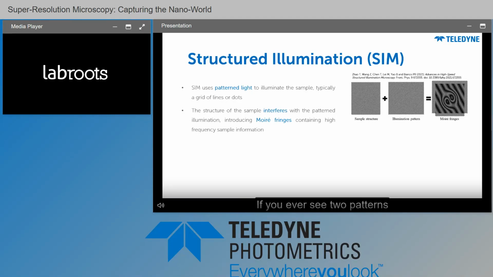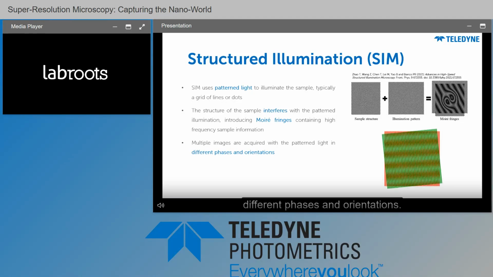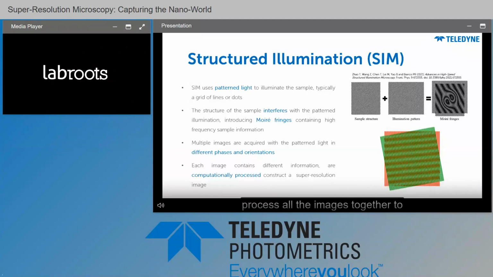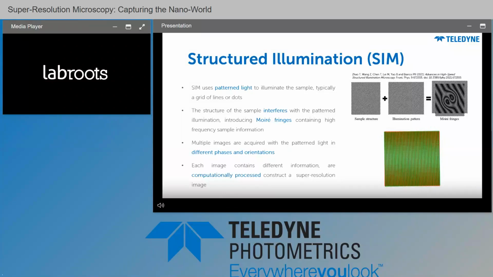If you ever see two patterns like this crossing over each other, you often see this strange effect, known as moire fringes. Multiple images are acquired with the patterned light in different phases and orientations. So if you move the light pattern around in certain orientations, it changes the frequency of the interference pattern. And by imaging many of these, you can build up more information about the sample. Each image contains different information, and then you computationally process all the images together to construct a super resolution image.